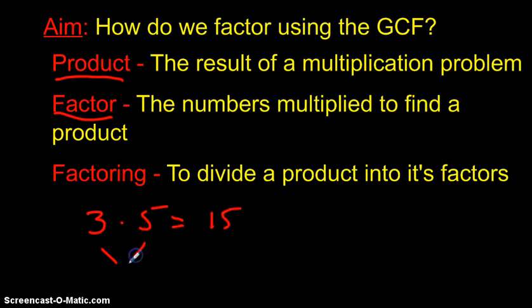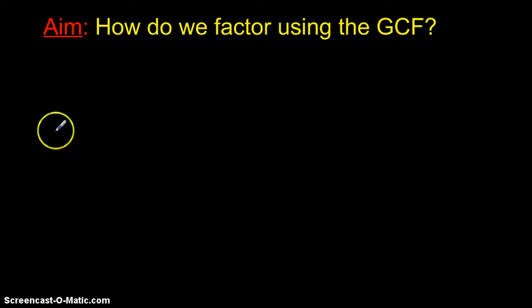These numbers are called factors, whereas their result is called the product. Factoring is this process of dividing a product into its factors. Let's take a look at an example. For example, let's say we wanted to factor the number 80.